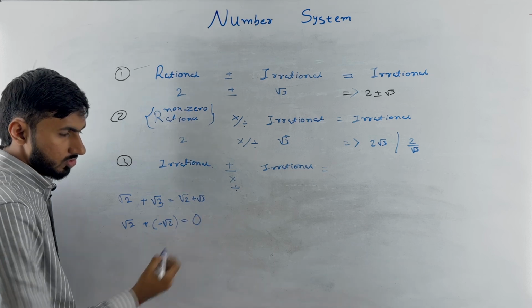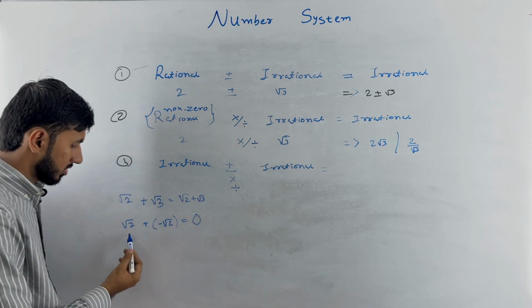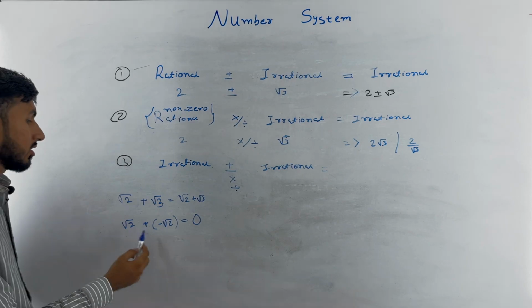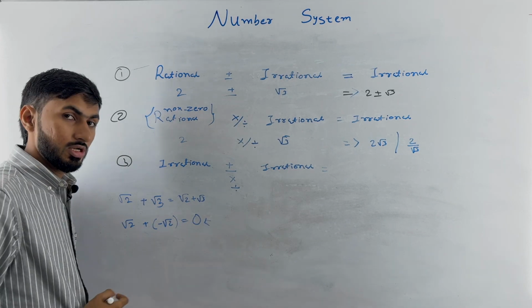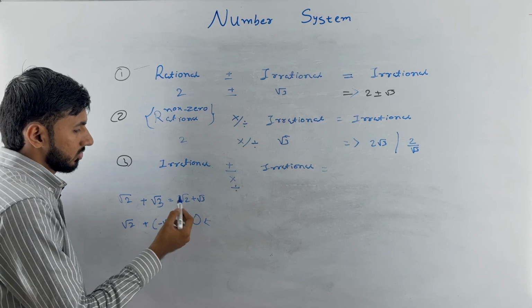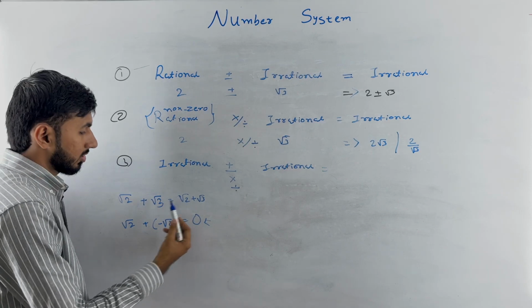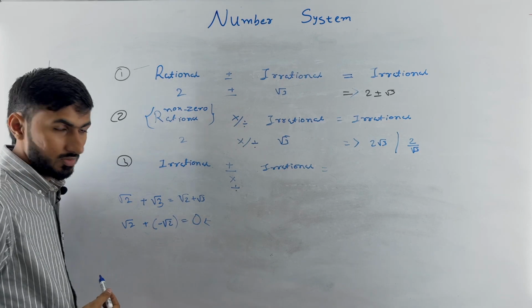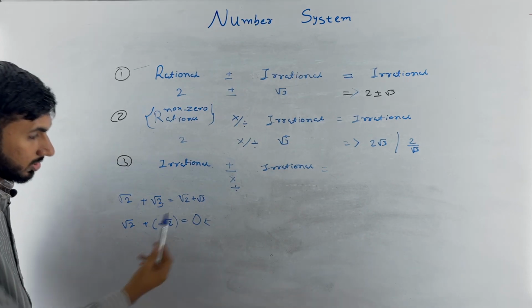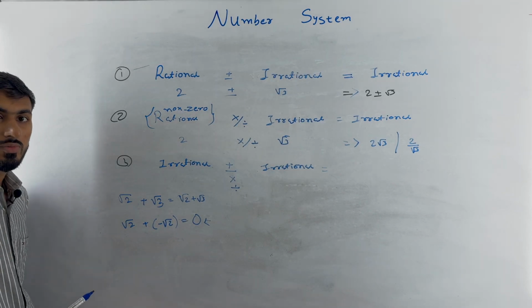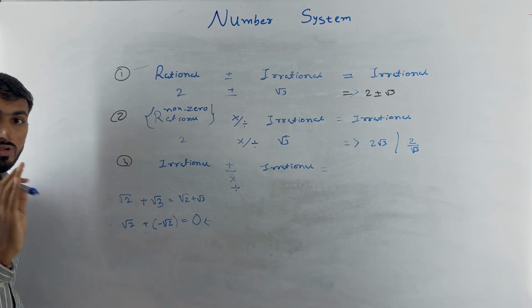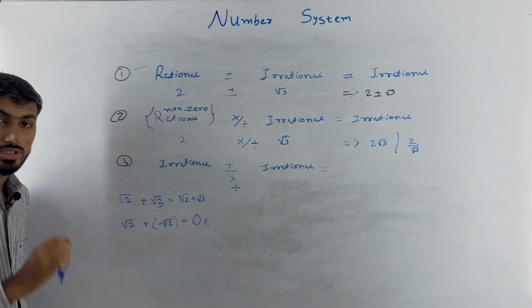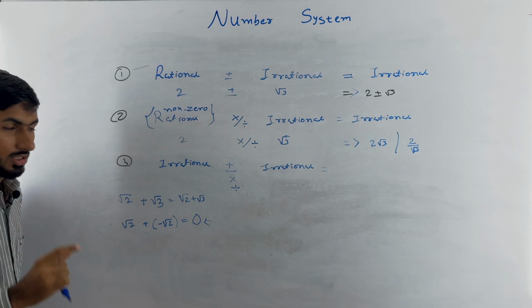Now, what if I add root 2 with another irrational number, minus root 2? The answer will be 0. Here minus root 2 is also irrational and root 2 is also irrational. Addition between these two irrational numbers, my answer will be 0. So 0 is a rational number, as we all know. So in the first case, we got the addition of two irrational numbers as an irrational number. In the second case, we got 0, that means we got a rational number. So we cannot say that the addition of two irrational numbers is always irrational or rational, right?